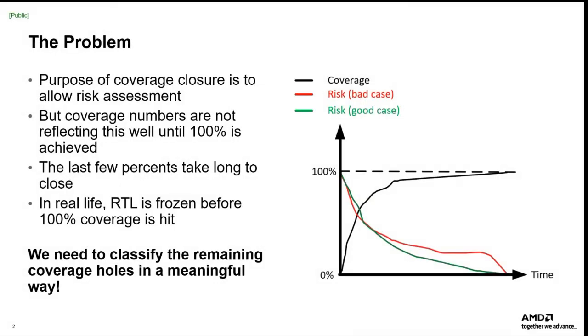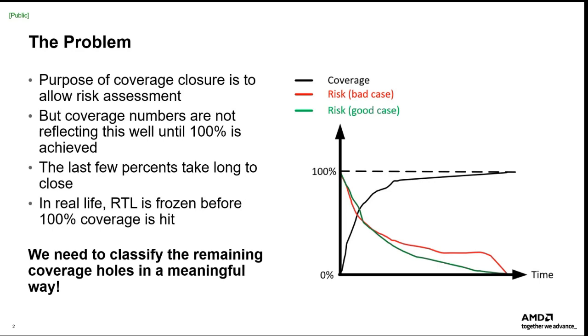Okay. So what are we talking about? I want to talk a bit about coverage closure, and the purpose of coverage closure is obviously to allow a risk assessment. Are we done? Can we tape out? But the problem you usually have is that the coverage numbers do not reflect very well the remaining risk until we have hit 100% coverage.